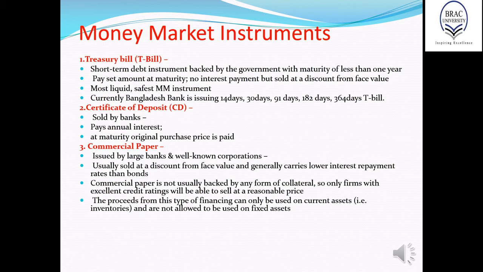Also, commercial paper is not usually backed by any form of collateral, and since it is not issued by the government, that is why collateral plays a very important role here. And since the commercial paper does not provide any collateral, meaning the buyers are not fully guaranteed to get their money after its maturity, rather, it becomes much riskier than the treasury bills, and that is why only firms with excellent credit ratings will be able to sell at a reasonable price.